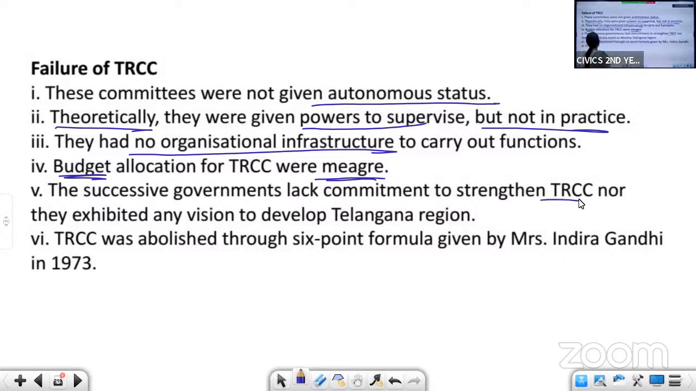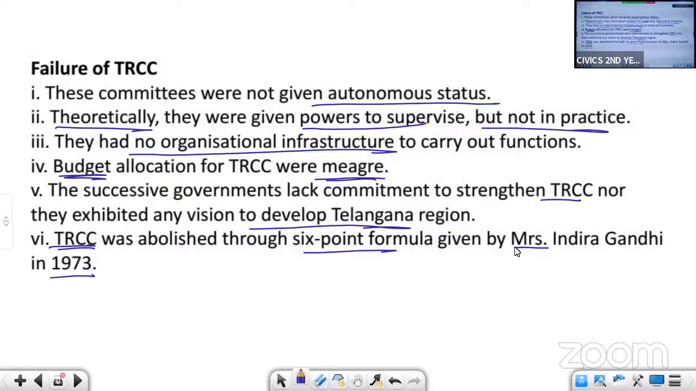Successive governments did not show any interest in strengthening the TRCC. Neither did they show any interest in the development of the Telangana region. The focus of the government was the development of the Andhra region. Then in 1973, this TRCC was abolished under the 6-point formula given by Mrs. Indira Gandhi.